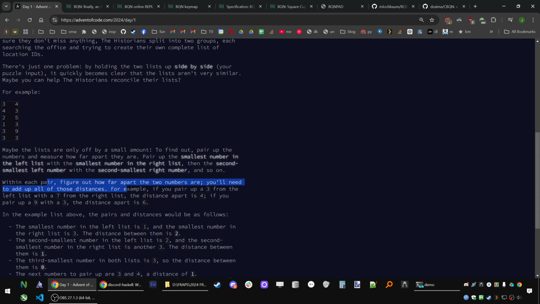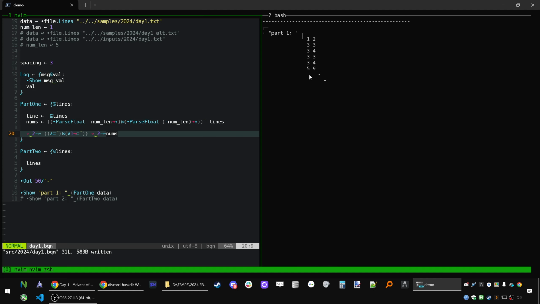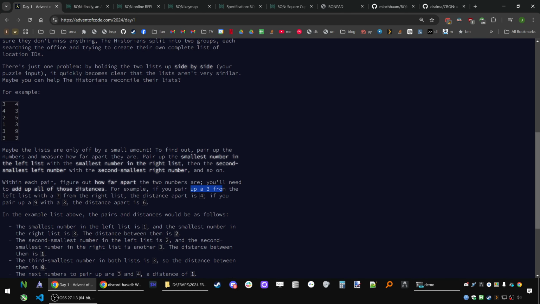Now, within each pair, figure out how apart the two numbers are. You'll need to add up all of those distances. For example, if you pair up a 3 to a 4 or 7. Wait, what? Smallest? Yeah. How would I have a 3 and a 7 in this scenario? I don't. Okay. And the left distance apart is, yeah. Okay.